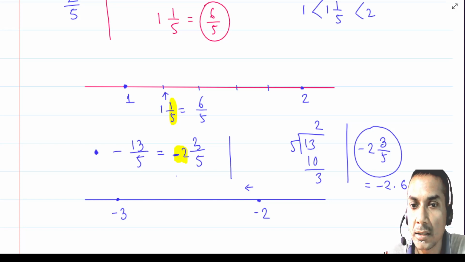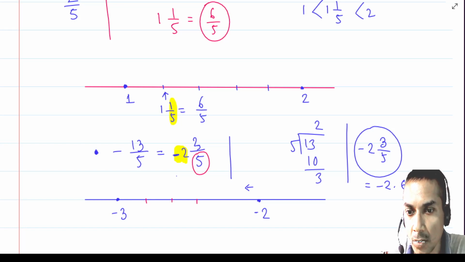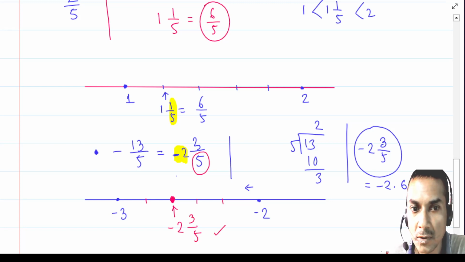Clear? Then what you have to do? You have to consider the fraction part. Consider 5, so we have to divide the space between minus 2 and minus 3 into 5 equal parts: 1, 2, 3, 4, 5. Then you have to consider 3: 1, 2, 3. So this location is where the number minus 2 and 3 by 5 is located. Clear? Hope it is clear.